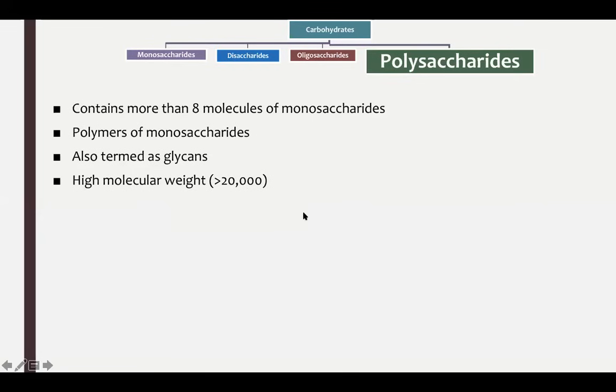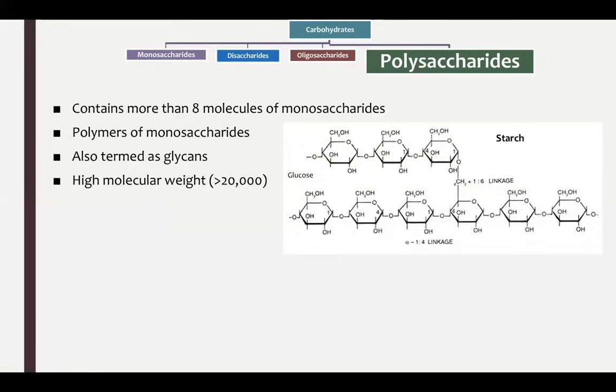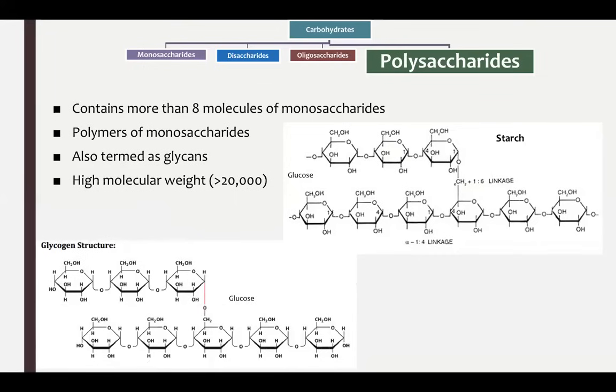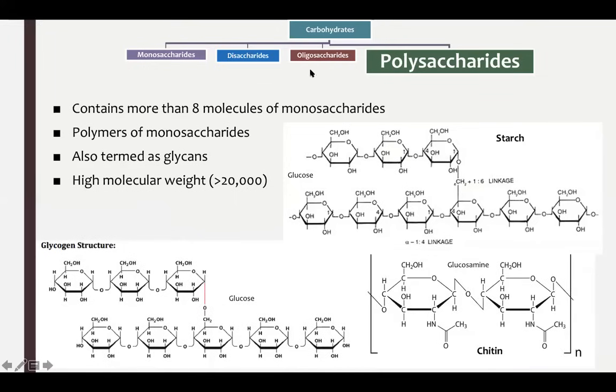Okay, so the molecular weight is more than 20,000 Dalton. For example, starch, glycogen, chitin. You can see there are a lot of glucose molecules here in the starch, and also in the glycogen molecule. And in the chitin, you can see that there are some variations at the position 2 carbon. This is called glucosamine, and this is N. That means N number of glucosamine molecules can join together to produce chitin.